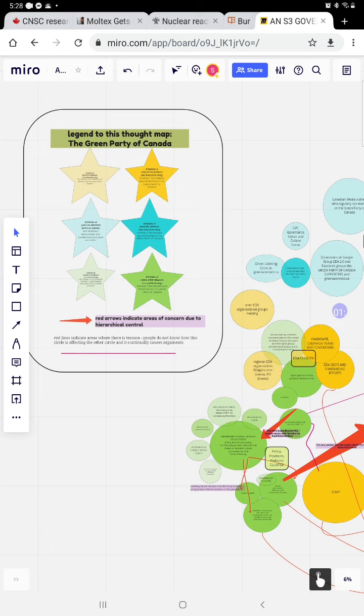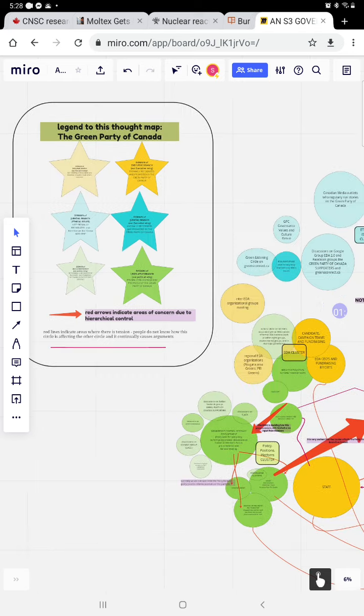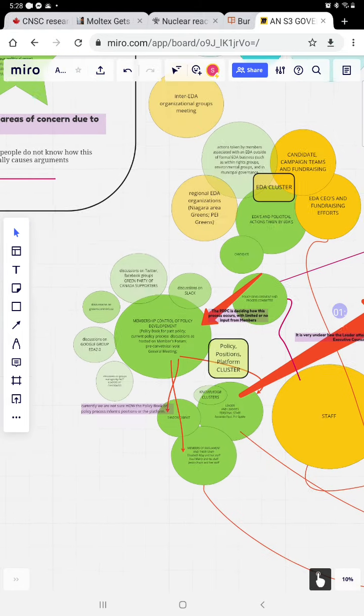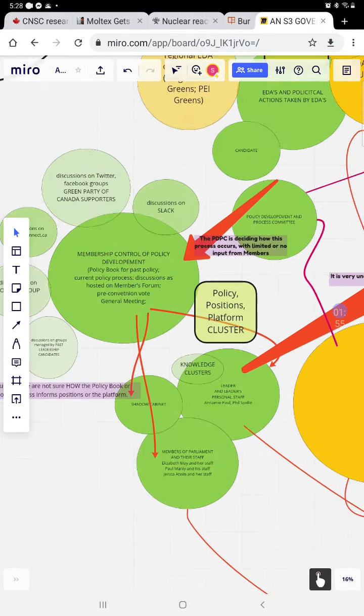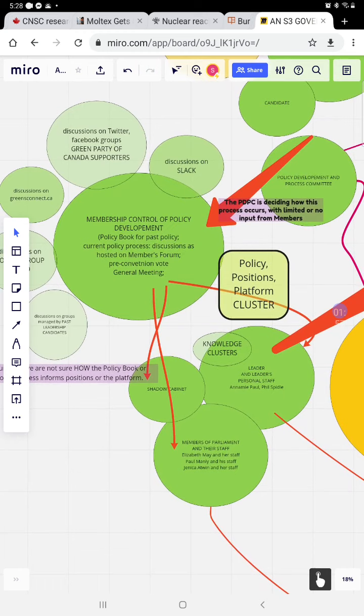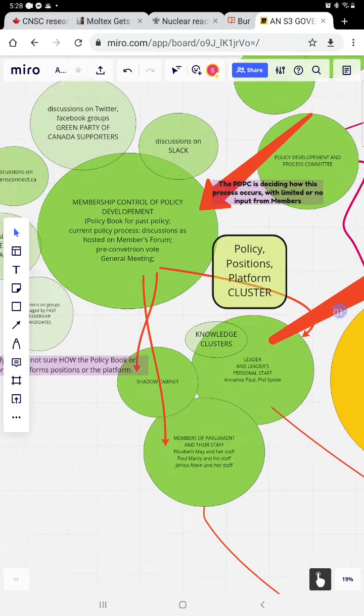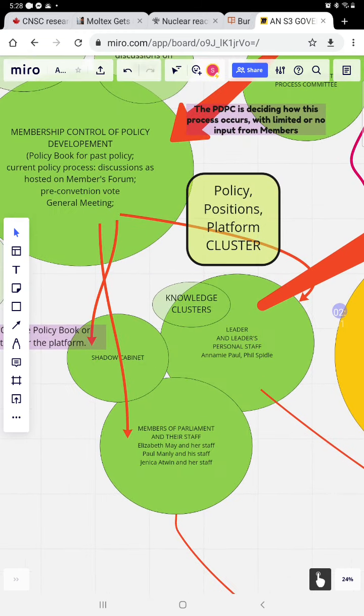Okay, so we're going to start with the green because that's the political aspect of the party that everybody is most familiar with. It's the face of the party. And we have a leader and her personal staff. Oh, I need to change that. Phil Spiegel is no longer Annamie Paul's chief of staff. And then we have our MPs. And I need to change that. Jenica Atwin is no longer one of our MPs, sadly. And so everybody knows what's going on there.